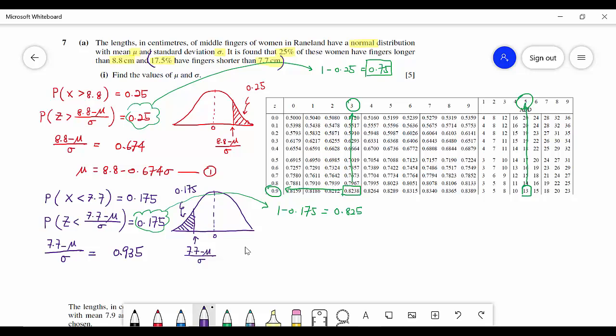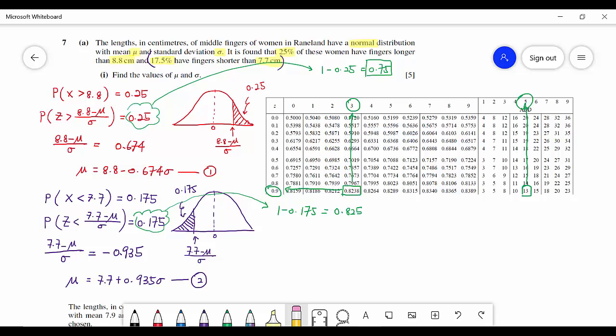For my steps here, I write out 0.935. But according to the graph that I drew just now, you will see that this value is on the left-hand side of 0, which means that this whole value should be negative. So the answer that I get should be negative 0.935. Continuing from this part, if you want to build an equation with mean and sigma, the equation will look something like this: mu equals 7.7 plus 0.935 sigma, and this is the second equation.